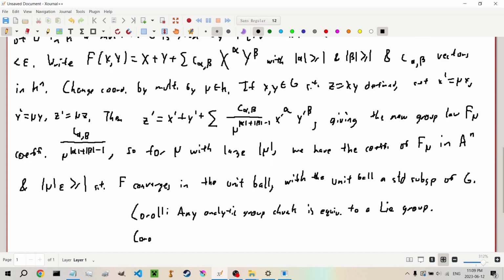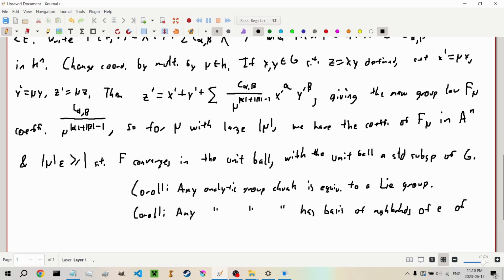Another immediate corollary to end this chapter. Any analytic group chunk has a basis of neighborhoods of the identity consisting of open subgroups.